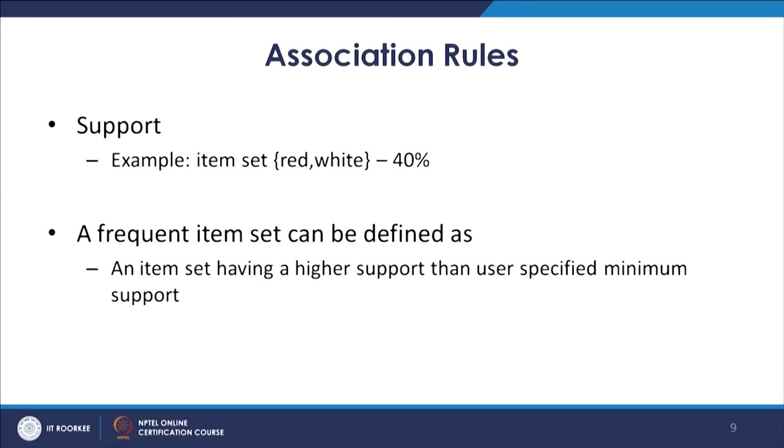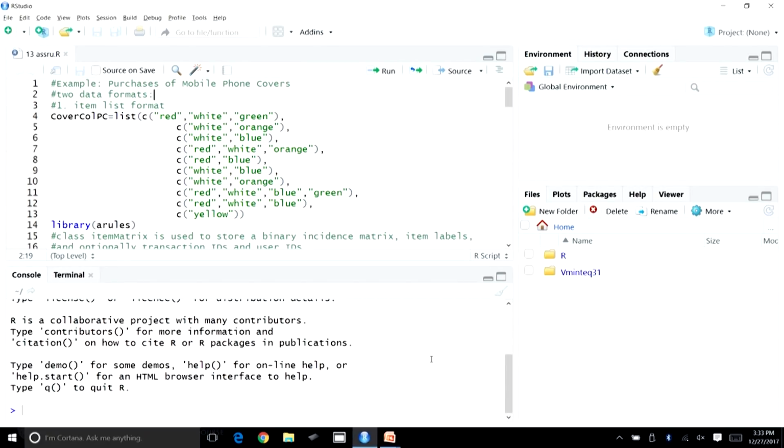So, as we can see here, the example item set red and white, this is 40%. If we go back to our RStudio and look at the database, let us find out how many transactions there are where both red and white are present.